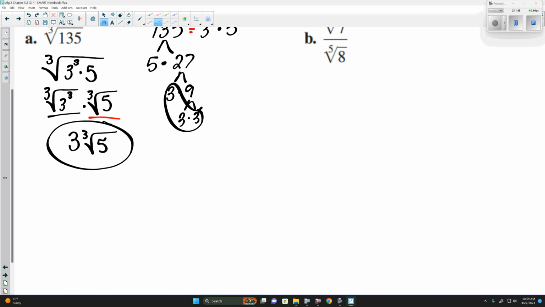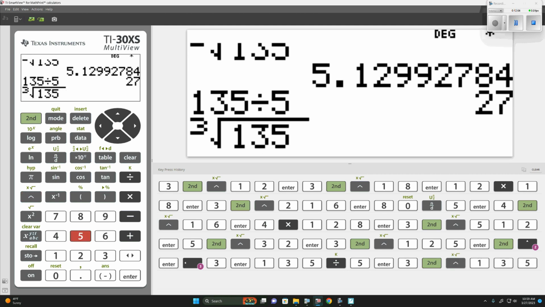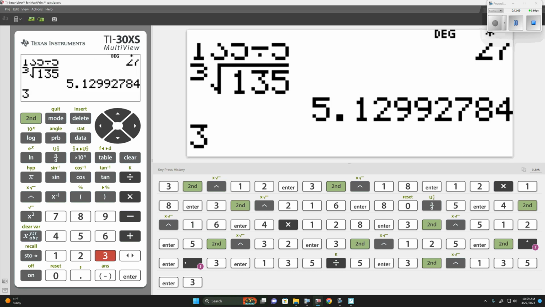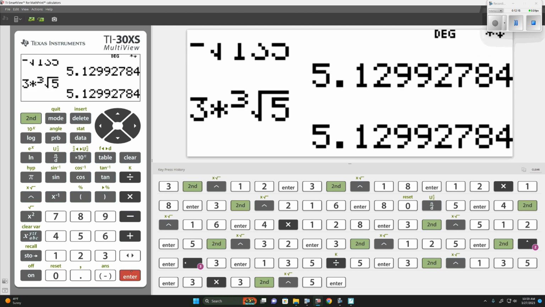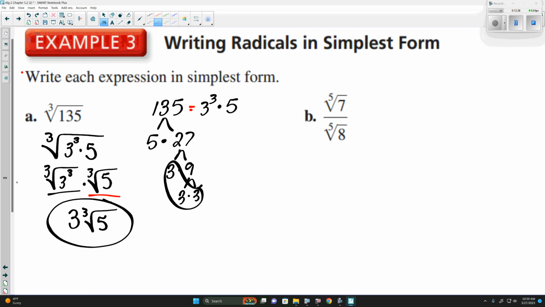And we can check this in a calculator, because we can plug in the cubed root of 135 again and get 5.1299. And we multiply it by 3 times the cubed root of 5, and we get the exact same answer. So these are the same thing. Any questions on how we simplified or wrote the cubed root of 135 in simplest form? Any questions on any of this here? Okay.